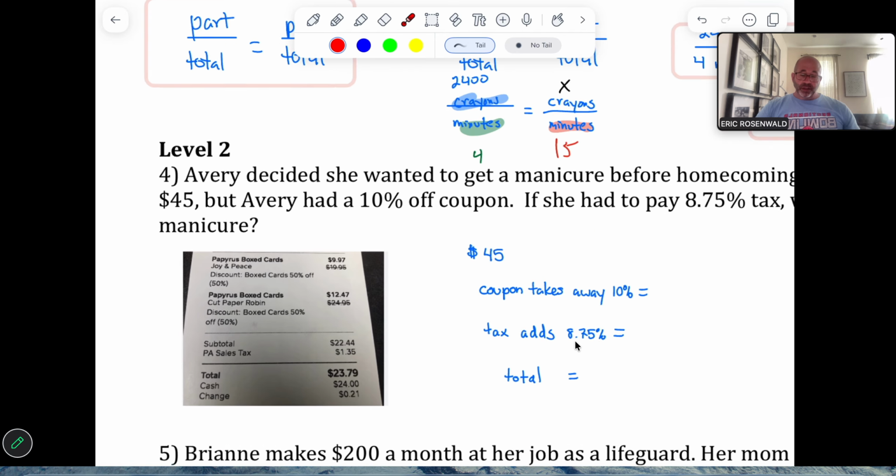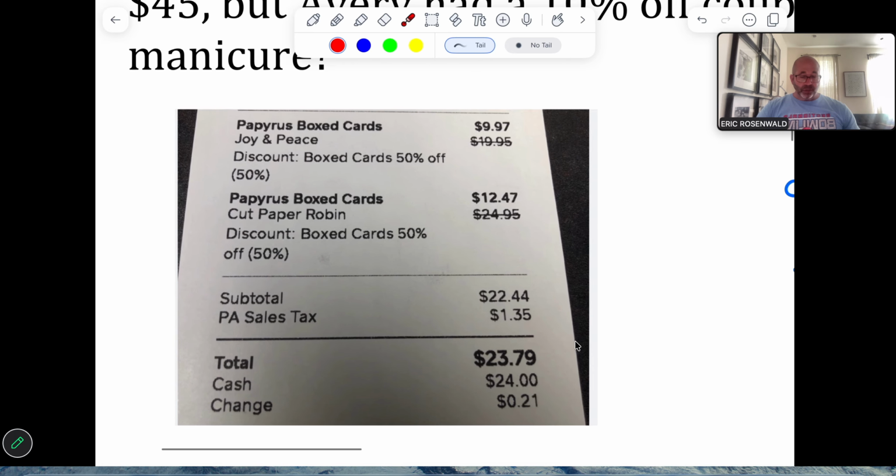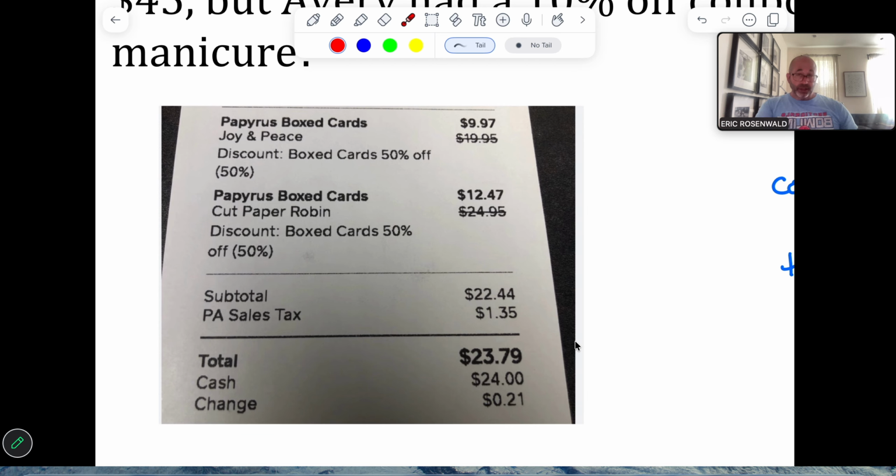So let's take a look at a receipt. This is not one that relates to the problem. This is just a receipt that I pulled up off the internet, okay? When you look at the pricing of things, what we do is we can see that there's a price right here that was $19.95, and they took 50% off. You don't usually pay tax on discounts.